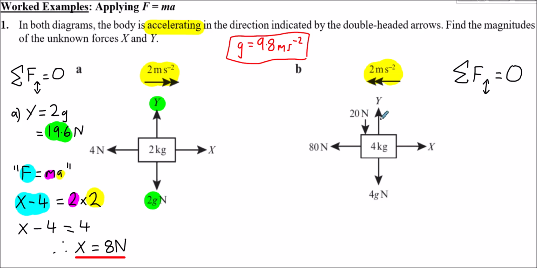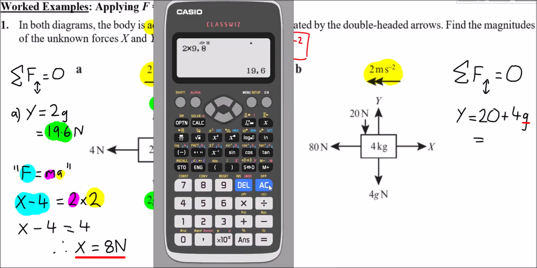So the upwards forces, which in this case is y, must be equal and opposite to the forces pushing down. So y going up must equal 20 plus 4g, which are going down. And again, because we know what g is, 9.8 meters per second squared, we can calculate this using the calculator. So y must be 20 plus 4g, which means 4 times 9.8. So y is 59.2 newtons.